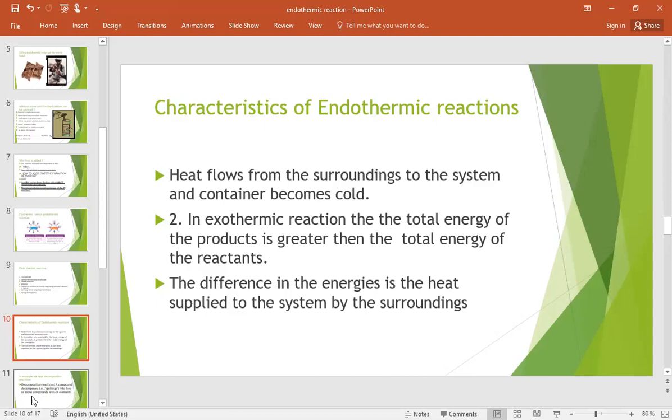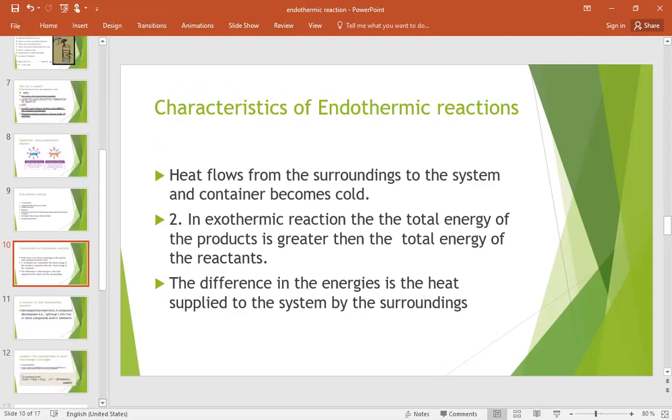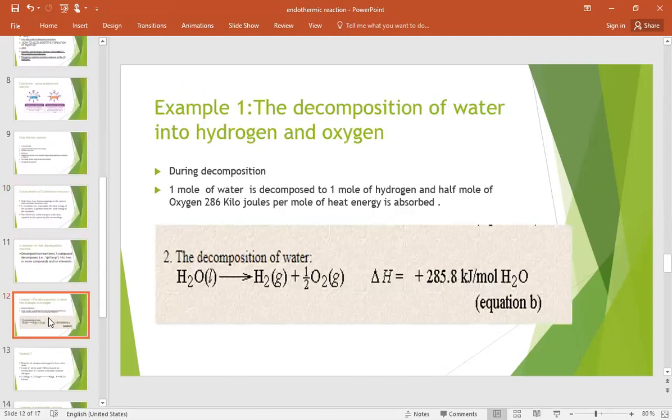Now, here are the characteristics of the endothermic reaction. What is the main characteristic? Heat flows from the surroundings to the system, and the container becomes cold. Then, the total energy of the products is greater than the total energy of the reactants. That is also a very important point to remember. The difference in energy is the heat supplied to the system from the surroundings. Okay, let's move to the main point, examples.